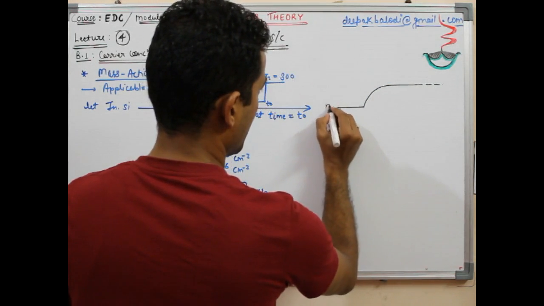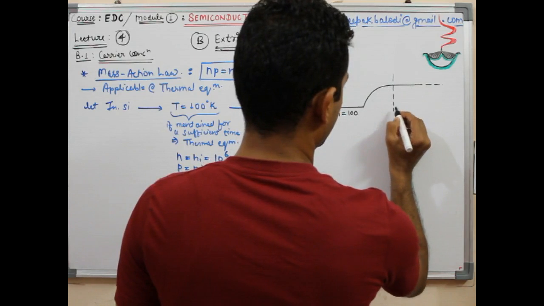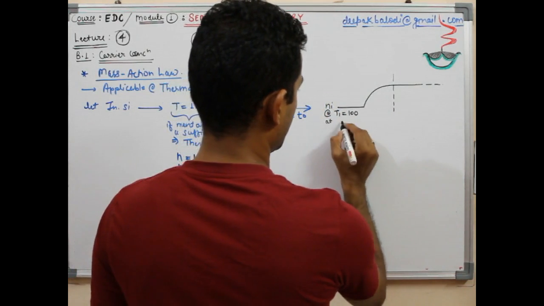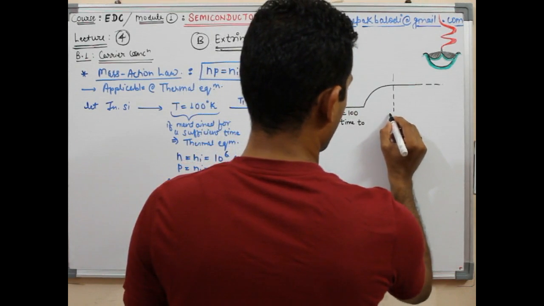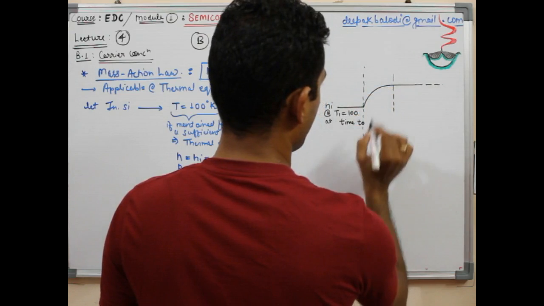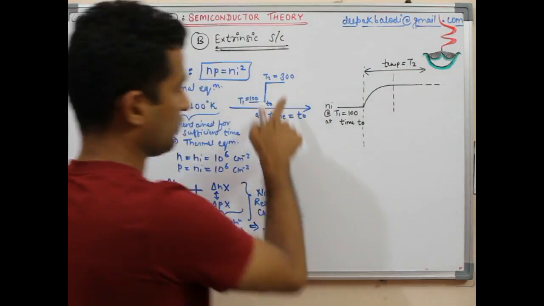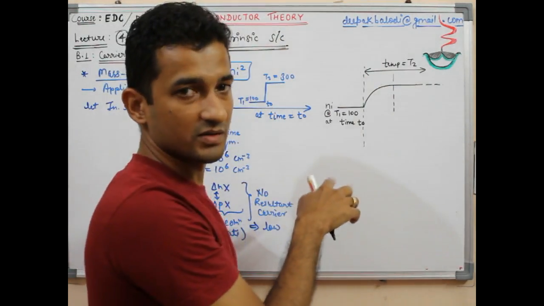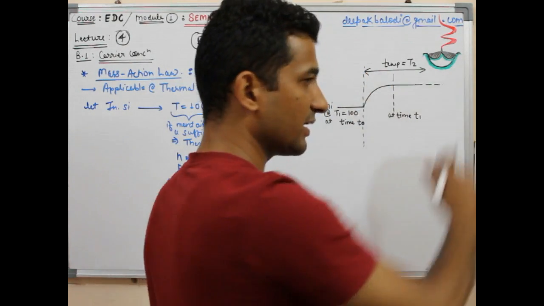So this is Ni at T1 equals 100K. After a sufficient time at T naught, the temperature has become T2, which is 300. But you have maintained T2 for a long time. But suddenly when there is a step in temperature, then up to some time T1 things will again come into equilibrium.